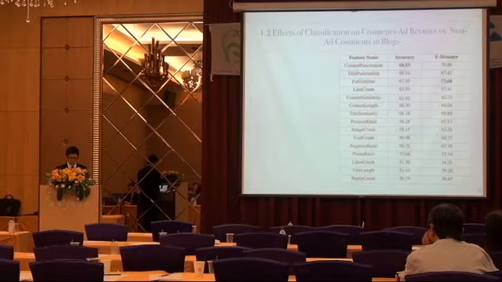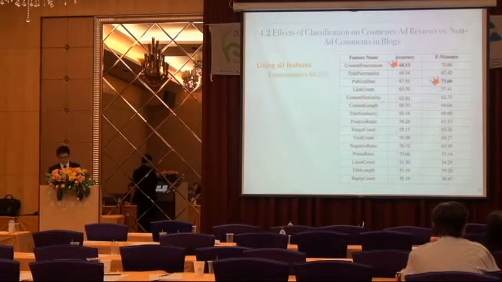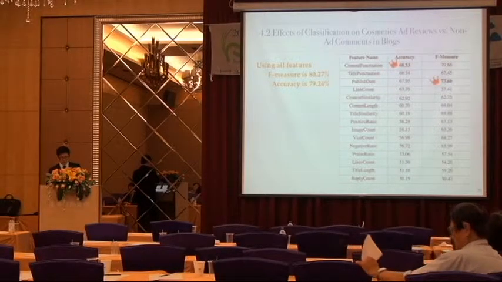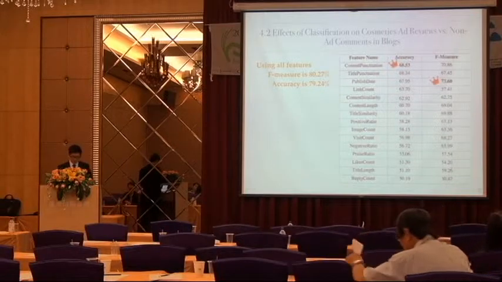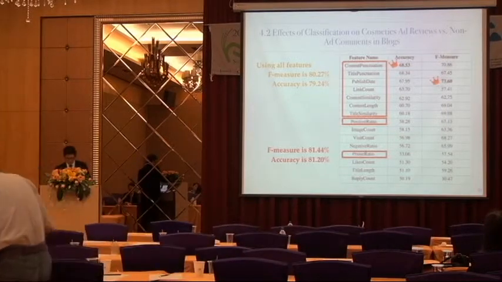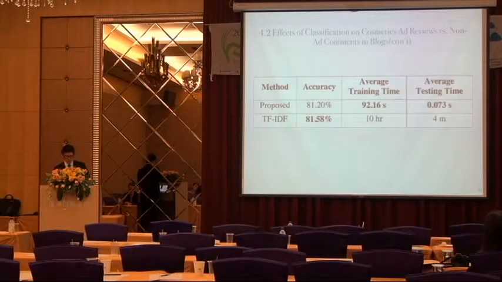As shown in this table, the best single feature can be obtained by content punctuation and publish date. And we found that the overall accuracy and F measure are about 80% when using all features. This validates our claim that punctuation marks help to distinguish from ordinary comments. And the best accuracy and F measure, more than 80%, can be achieved when combining these features. Also, we compare our method to TF-IDF. Our method achieved a comparable effectiveness, which is only slightly lower than TF-IDF, but with a much higher efficiency.